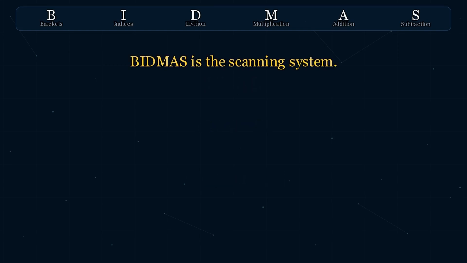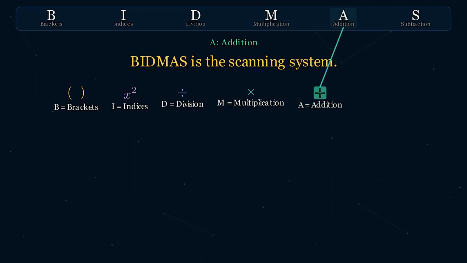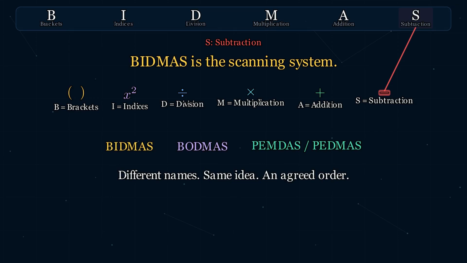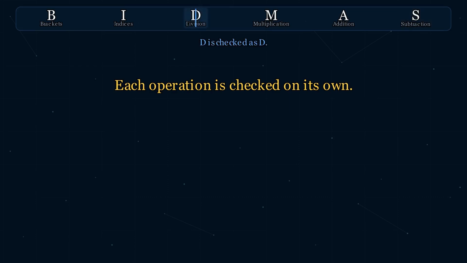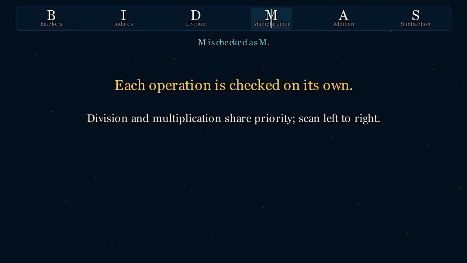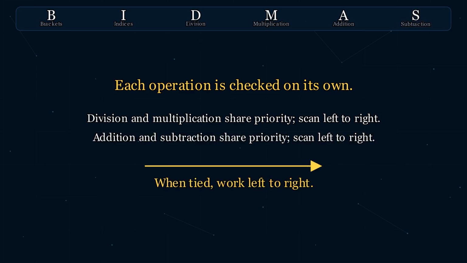Now let us set up BIDMAS. BIDMAS means brackets, indices, division, multiplication, addition, subtraction. You might see the same idea written with other names. In this lesson, we are using BIDMAS. The important part is the order. Division and multiplication are on the same level. If both appear, work from left to right. Addition and subtraction are also on the same level. If both appear, work from left to right. So check each operation properly.